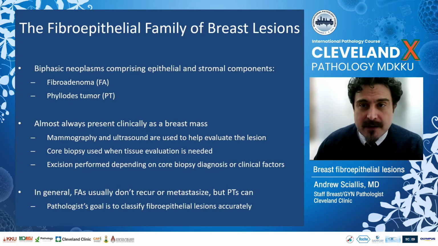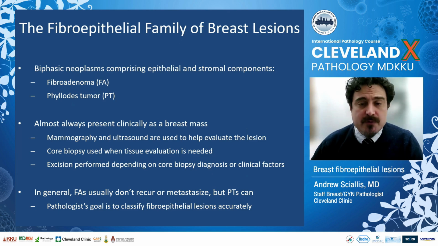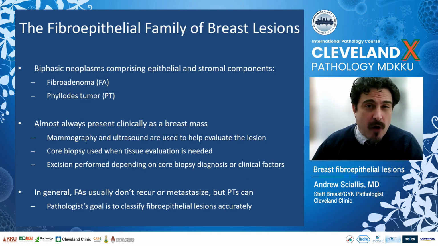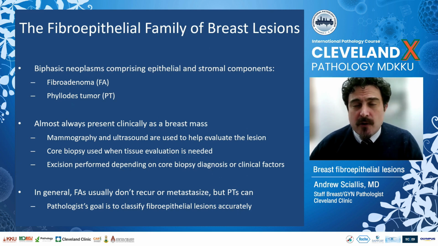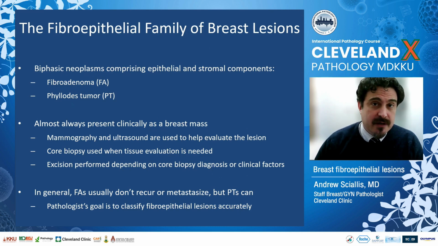Okay. So the fibroepithelial family of breast lesions is going to include fibroadenoma and phylloides tumor. Essentially anything that's biphasic, which will represent epithelial and stromal components. They almost always present clinically as a breast mass, perhaps a distortion if it's small, like a small fibroadenoma, or maybe even calcifications if it's a fibroadenoma in a postmenopausal patient, in which the stroma oftentimes undergoes dystrophic calcifications.